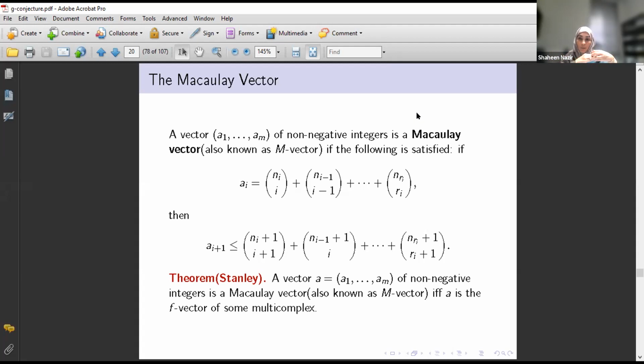And what is a multicomplex? A multicomplex is the same as a simplicial complex, but here you are taking the vertex set as a multiset, right? Which means a set consisting of repeating elements, so that a simplicial complex on that multiset is called a multicomplex. So this is a stronger condition than the Kruskal-Katona one.